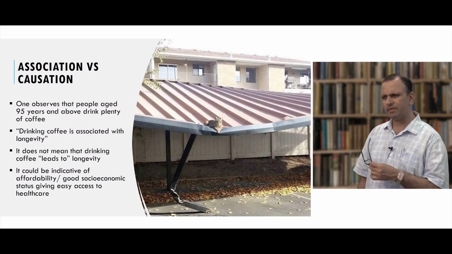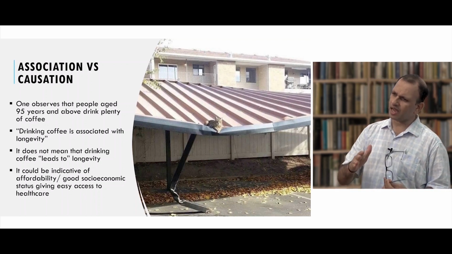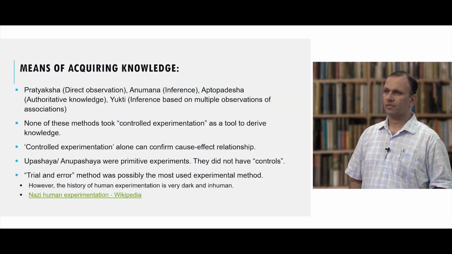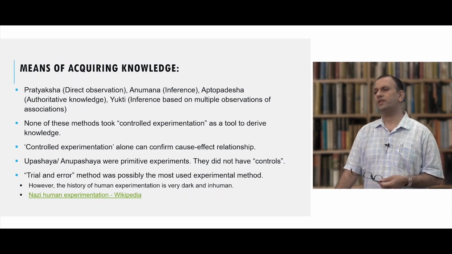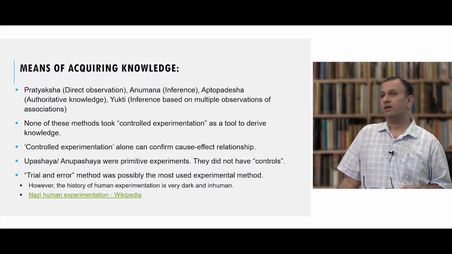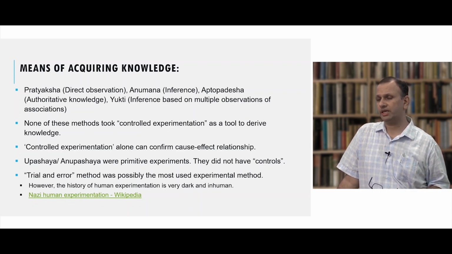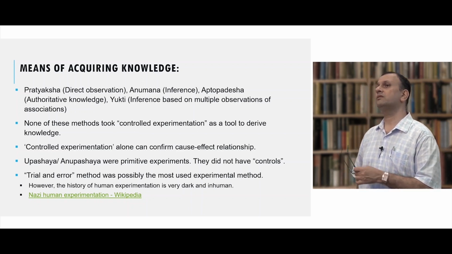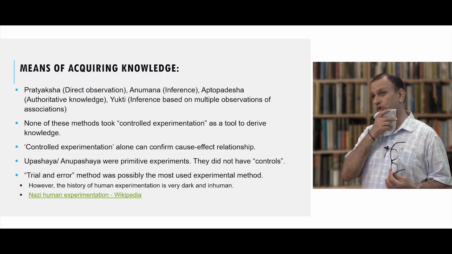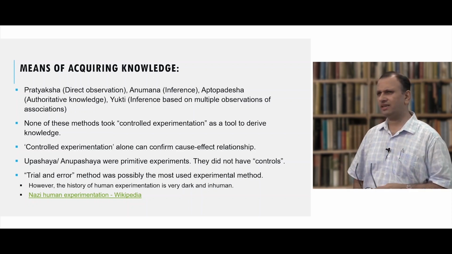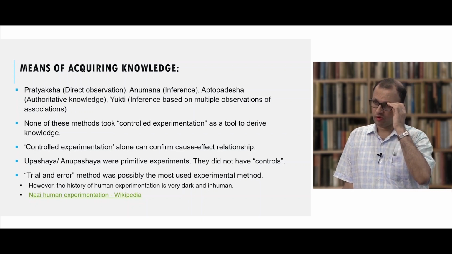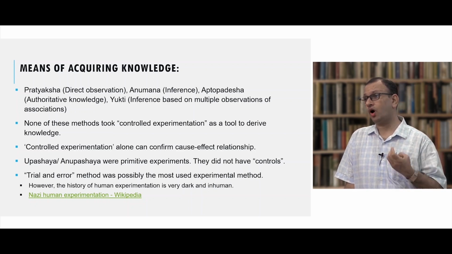Many modern scholars, many scientists, sometimes mistake association for causation. And if you look at the means of deriving knowledge as per Ayurvedic textbooks, it was always pratyaksha, anumana, aptopadesha and yukti. Pratyaksha means direct observation, anumana is inference, aptopadesha is authoritative knowledge, and yukti is inference based on multiple observations of associations. So we need to understand that none of these methods took controlled experimentation as a tool to derive knowledge. Controlled experimentation alone can confirm a cause-effect relationship.